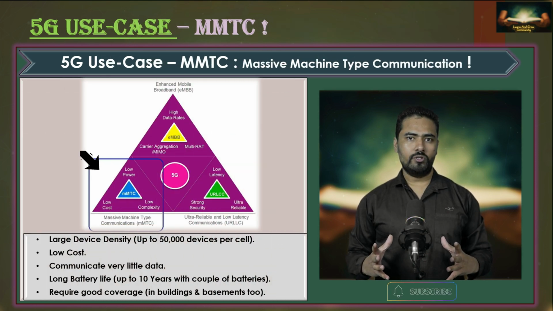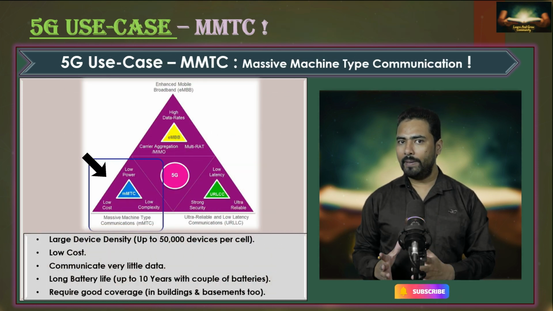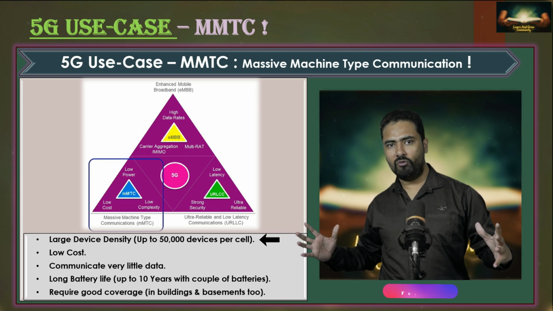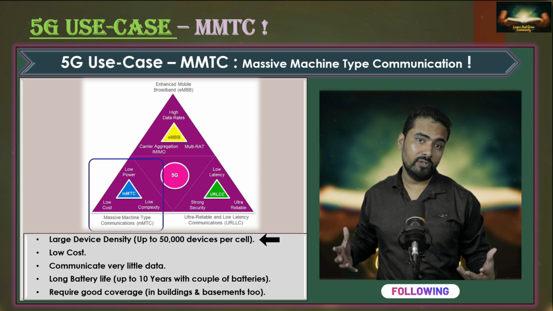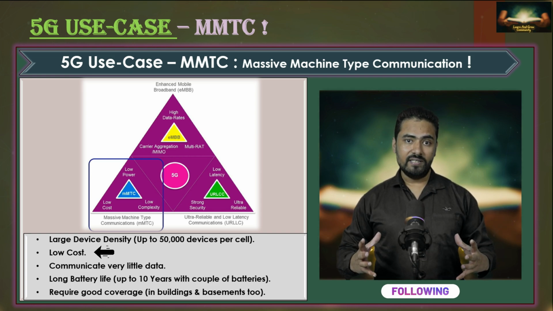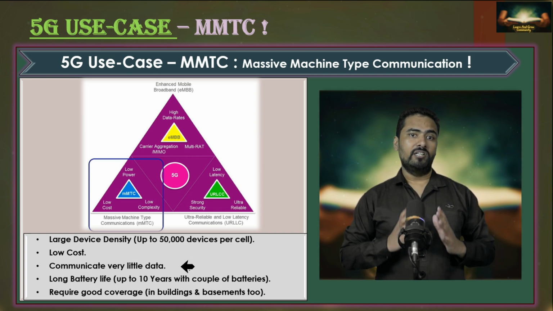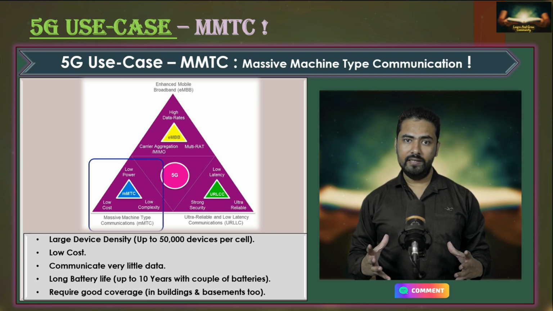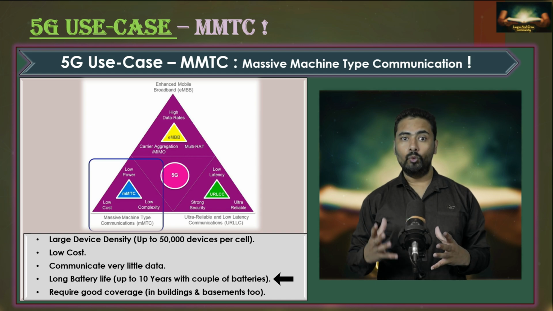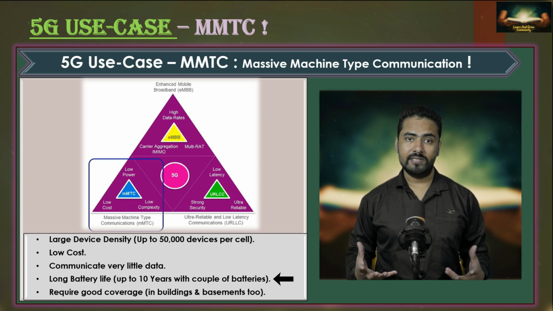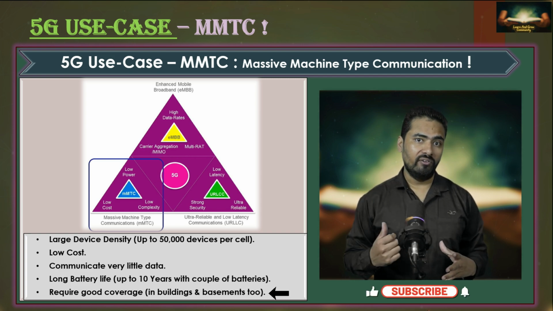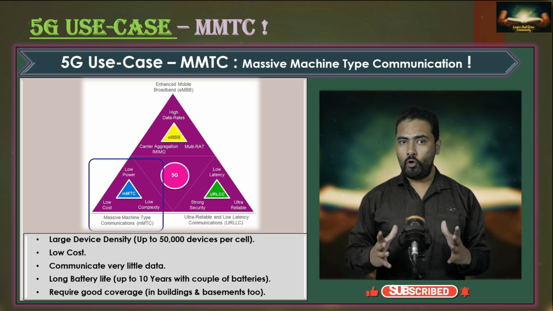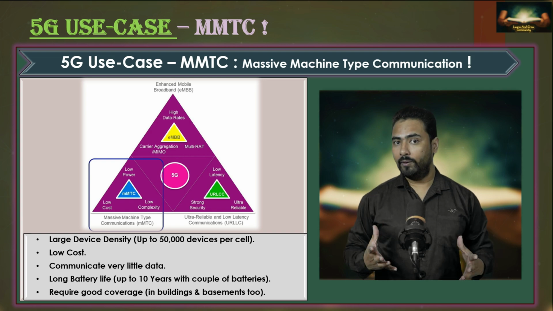Massive machine type communications, or mMTC, is one of the three major use cases of 5G. It refers to connecting a large number of devices, up to 50,000 devices per cell. These devices are low cost devices and they are designed to transmit a very small amount of data. These devices need longer battery life, up to 10 years on just a couple of batteries. And they require strong coverage, even in challenging locations like buildings and basements, because these devices can be placed at any point.